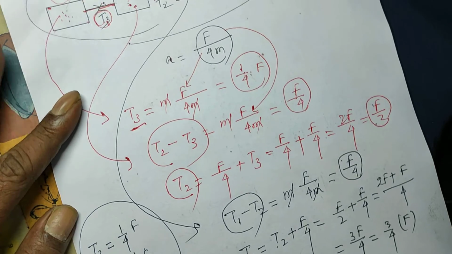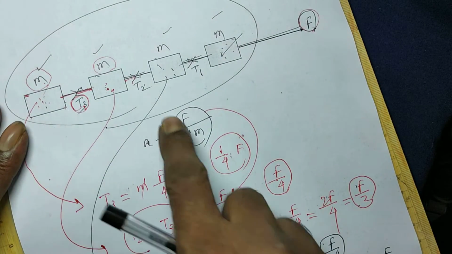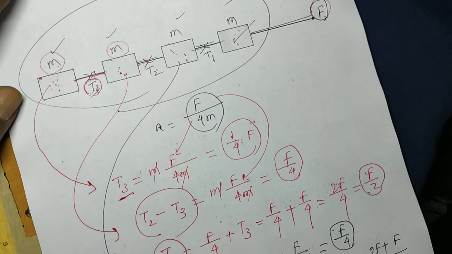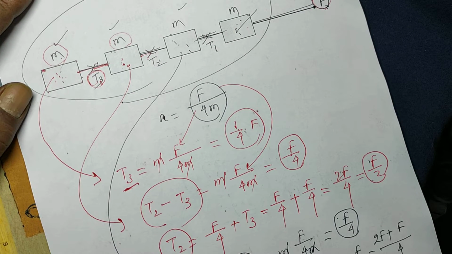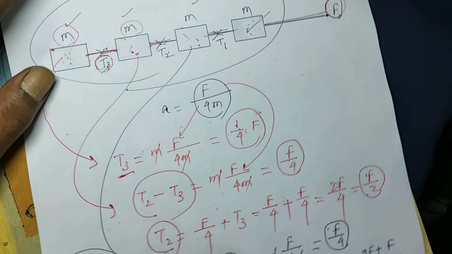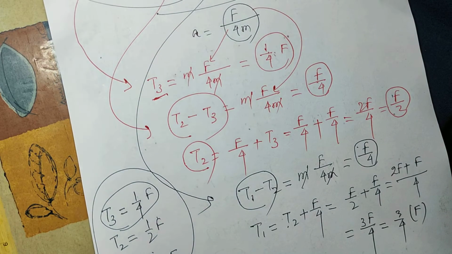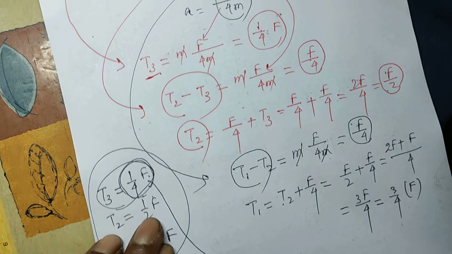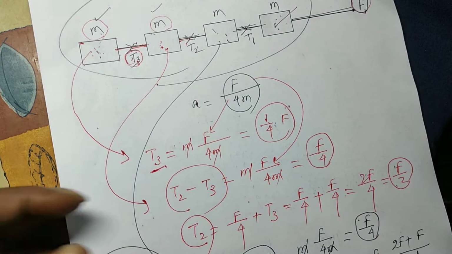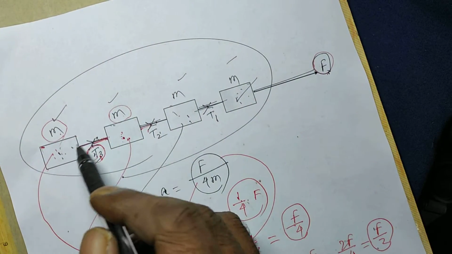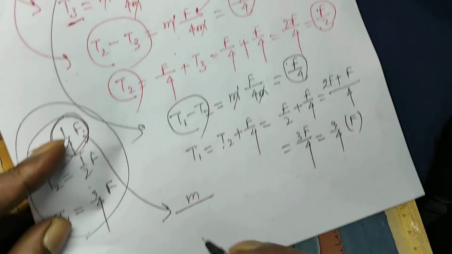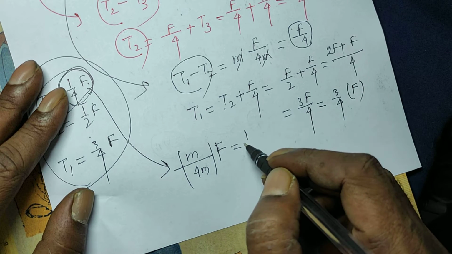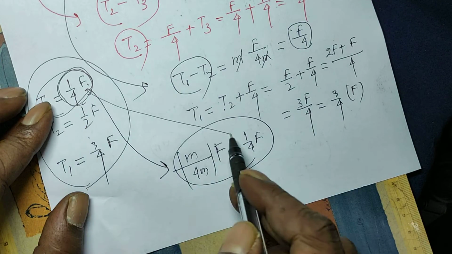Now, how to remember this? Without solving all this, you can have different masses also, but the technique will be the same. Let me explain this to remember it in a different way. How much is this tension T3, which I calculated as 1 by 4 F? You have to remember it like this. The mass behind, that is m, over total mass, m plus m plus m plus m, 4m, times the total F, that is equal to 1 by 4 F. That is the same thing as this.